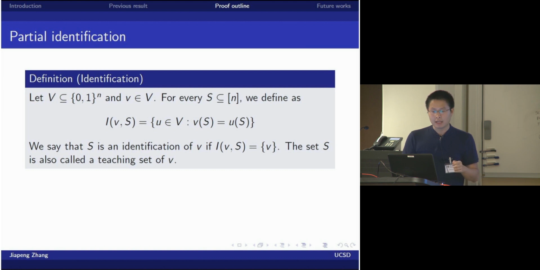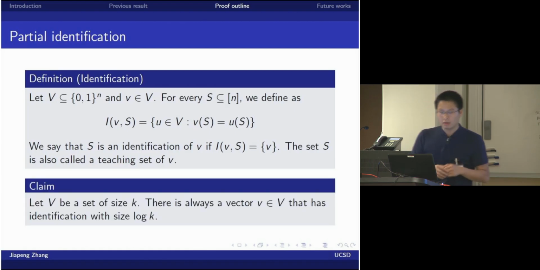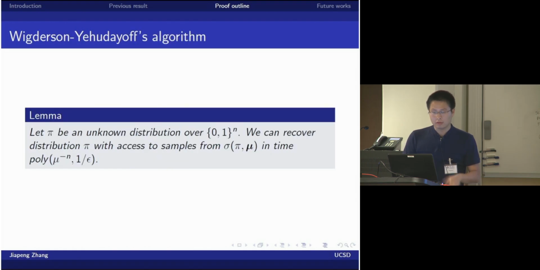So we say S is an identification if IVS is equal to V, which means we can identify the string V by these coordinates. So the set S is also called a teaching set of V, because we can teach the V. Okay, there is a simple claim here: if we have a set V of size K, there is always a vector that has an identification with size log K. Okay, this is an important lemma.